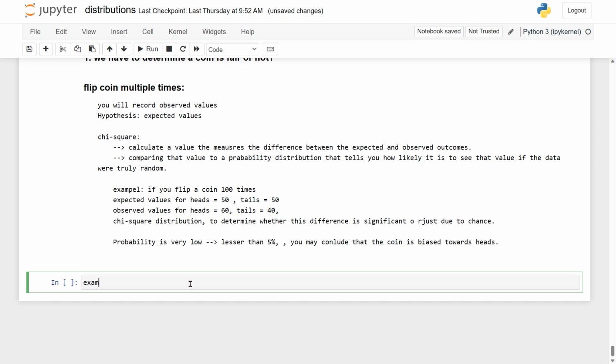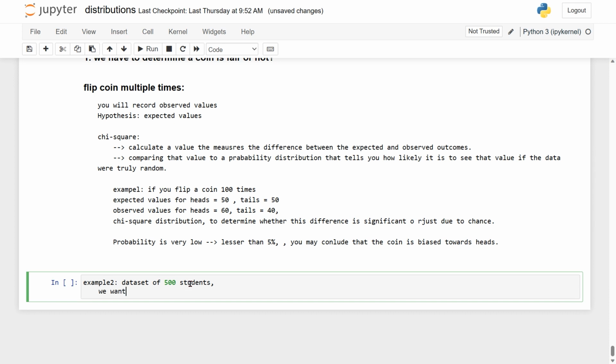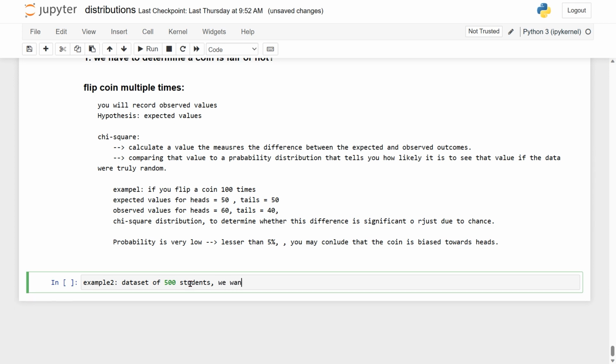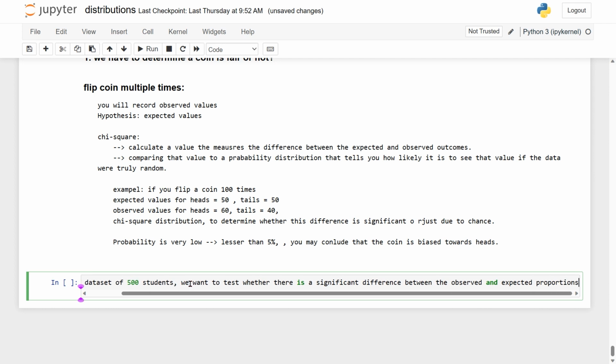So another example. Let's say we have a data set of 500 students, and we want to test whether there is a significant difference between the observed and expected proportions of students who pass an exam. That's it. This is what we want to test.